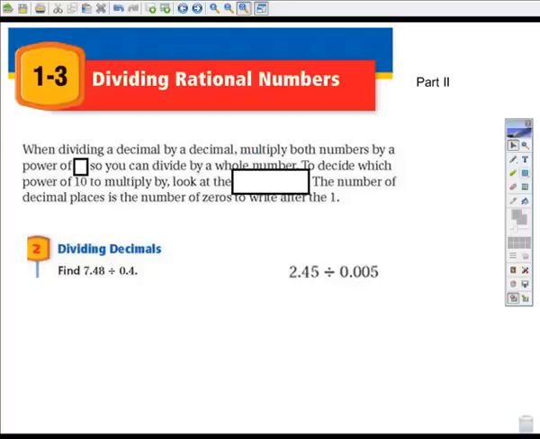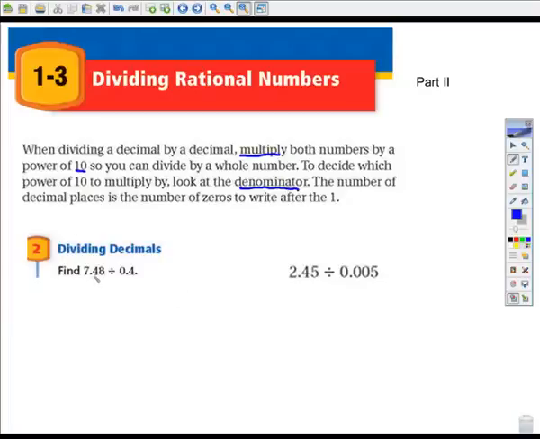multiply, and I want you to underline this, multiply both numbers by a power of 10. Because when you do that, you can divide by a whole number. To decide which power of 10 to multiply by, we're going to actually look at the denominator because that is what you divide by. So look at the denominator. The number of decimal places is the number of zeros to write after the 1.